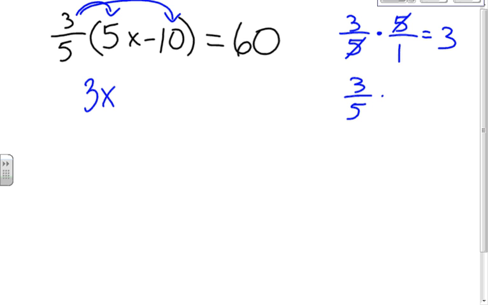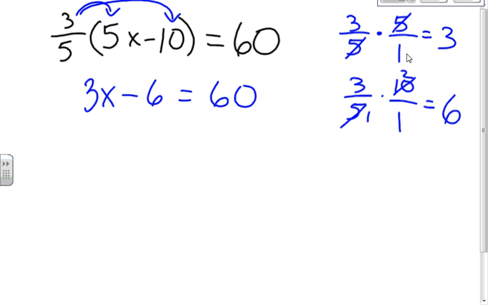3 over 5 times 10 over 1. This is the second part of the distributive property. Cross cancel: 10 to 2, the 5 to 1. And I see that that is 6. So minus 6 equals 60.